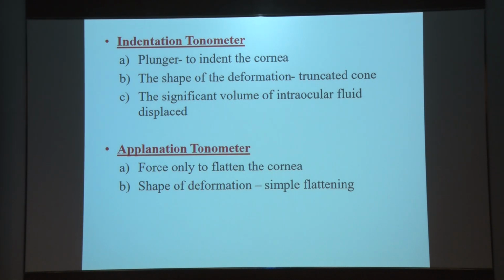In indentation tonometry, a plunger is there to indent the cornea. The shape of the deformation is a truncated cone, and the significant volume of intraocular fluid that is displaced measures the intraocular pressure. In applanation tonometry, the force only is used to flatten the cornea, and the shape of deformation is a simple flattening.